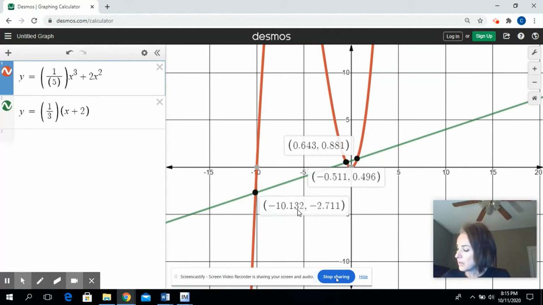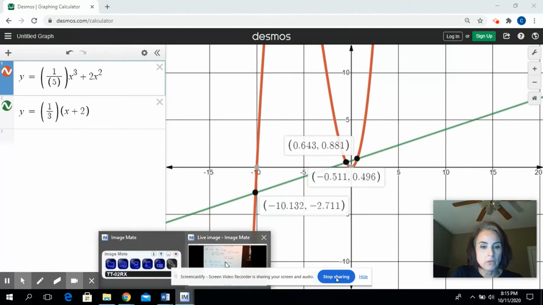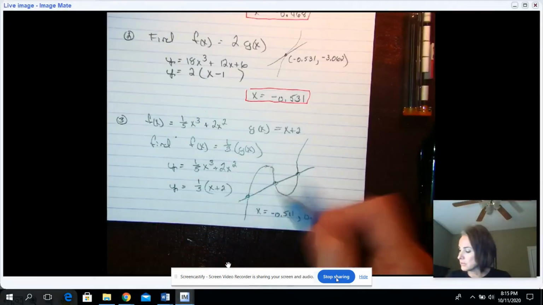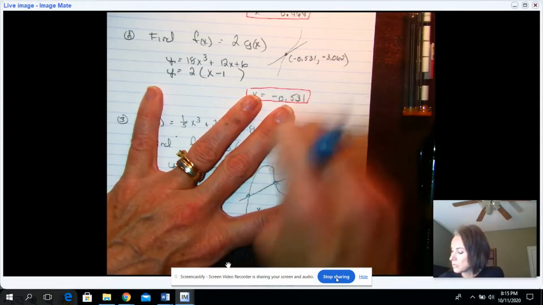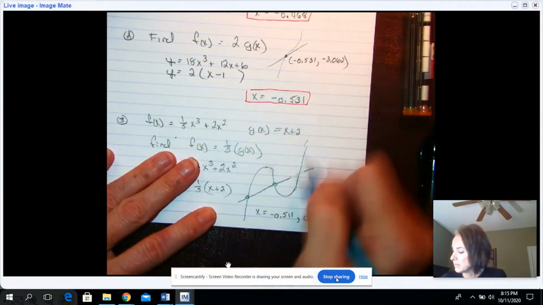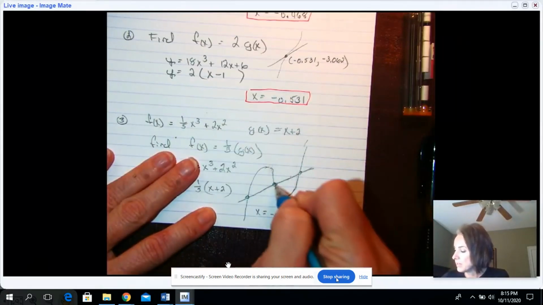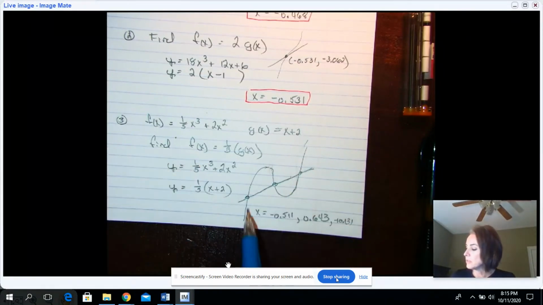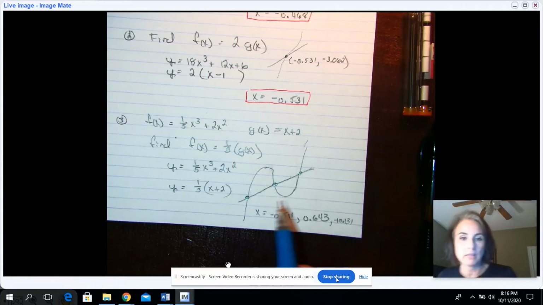So if you come back here, just draw like a little graph. Mine's not very good. Draw a little graph, and then mark that it intersected in 3 places. So negative 10.132, negative 0.511, and 0.643. So it intersects at 3 places, so I have 3 answers.